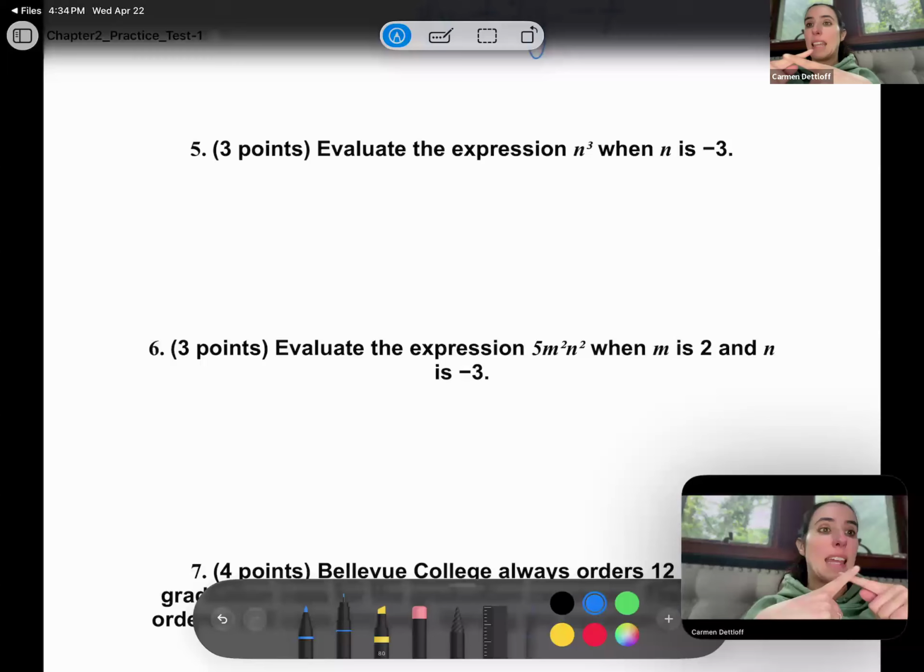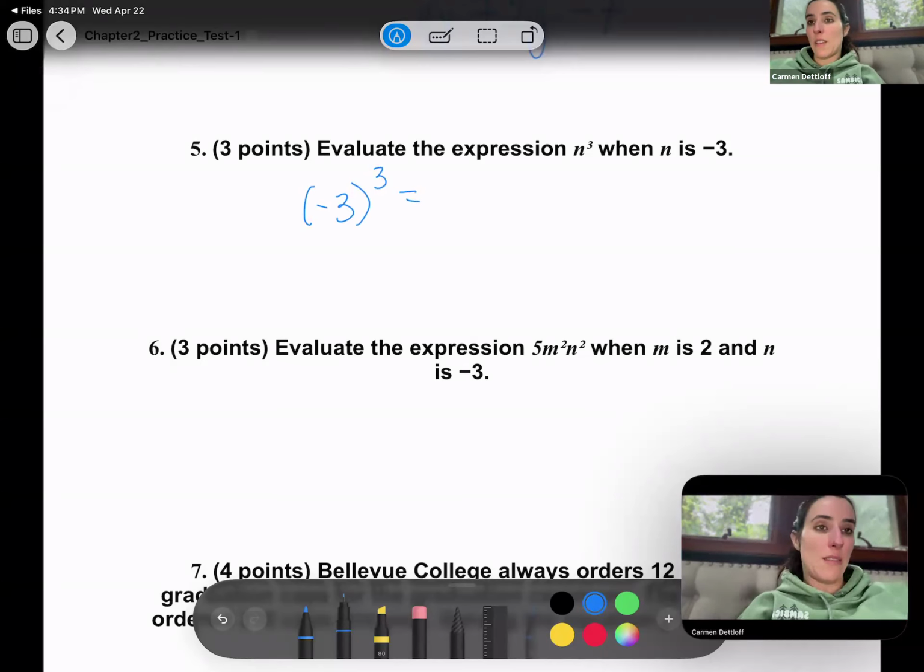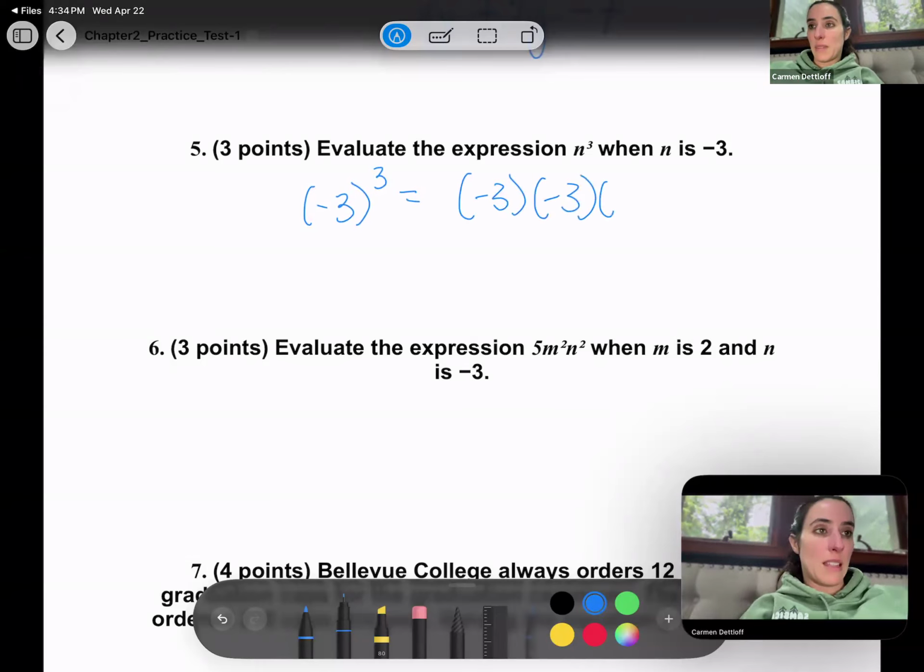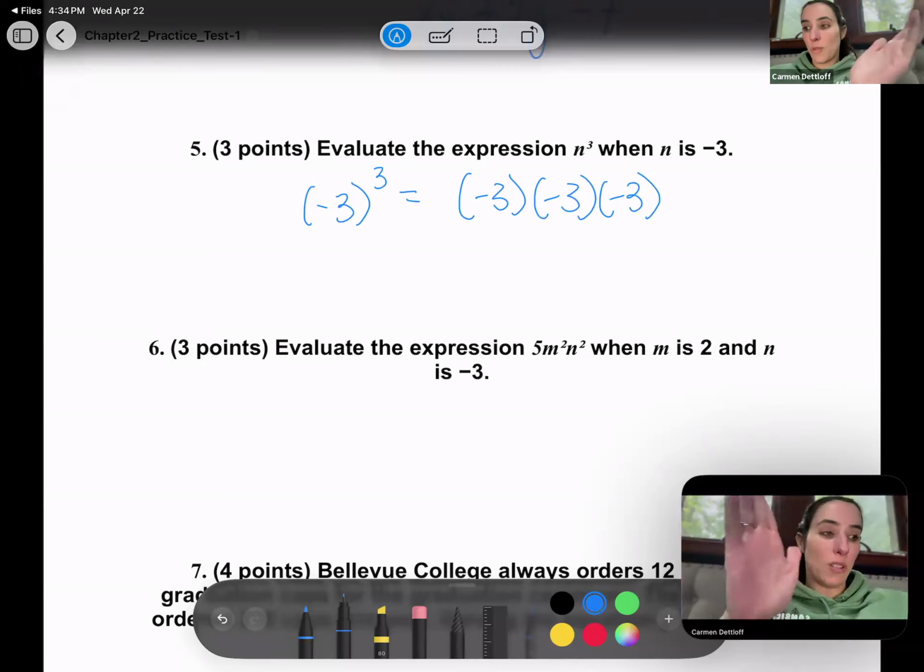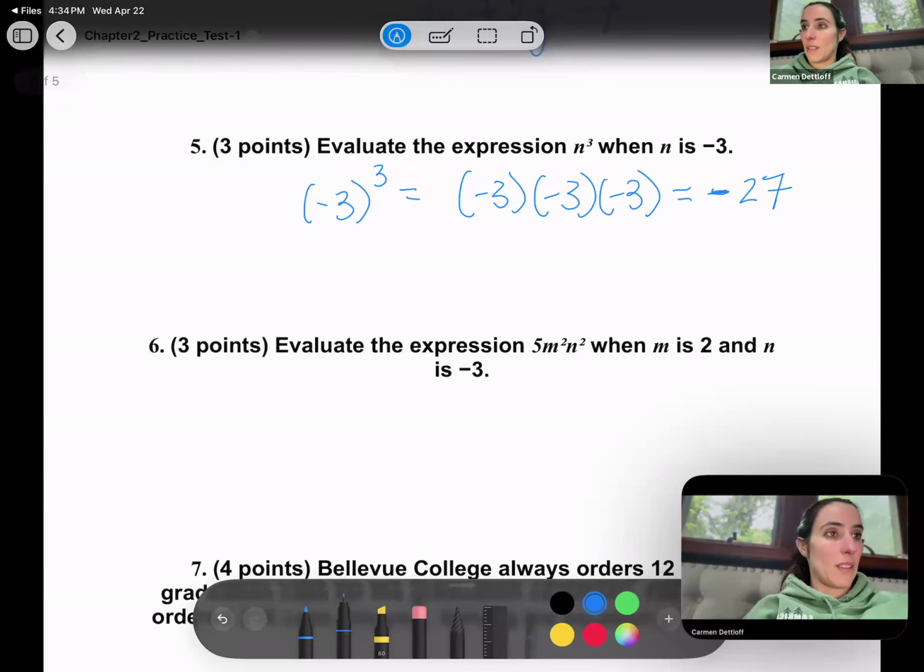I got another evaluate. Evaluate means I plug in. Everywhere I see n, I'm going to replace it with -3. So I have -3 cubed, all of that negative. So I get -3 times -3 times -3. Or if you're putting it in your calculator, just make sure you put those parentheses around the -3. And I get negative, negative, negative, 3 negatives. That's an odd number of negatives. So that's our odd one out at a nerd party. So that's a negative experience. And 3 times 3 times 3 is -27.